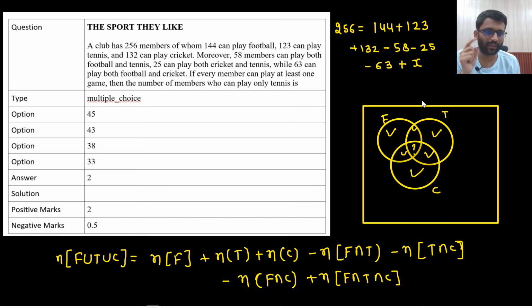This we are going to find. So what would that be? Let me check that. After doing the calculation, I get to know that this common part is 3. So basically 3 guys are there. Let's remove all these now.